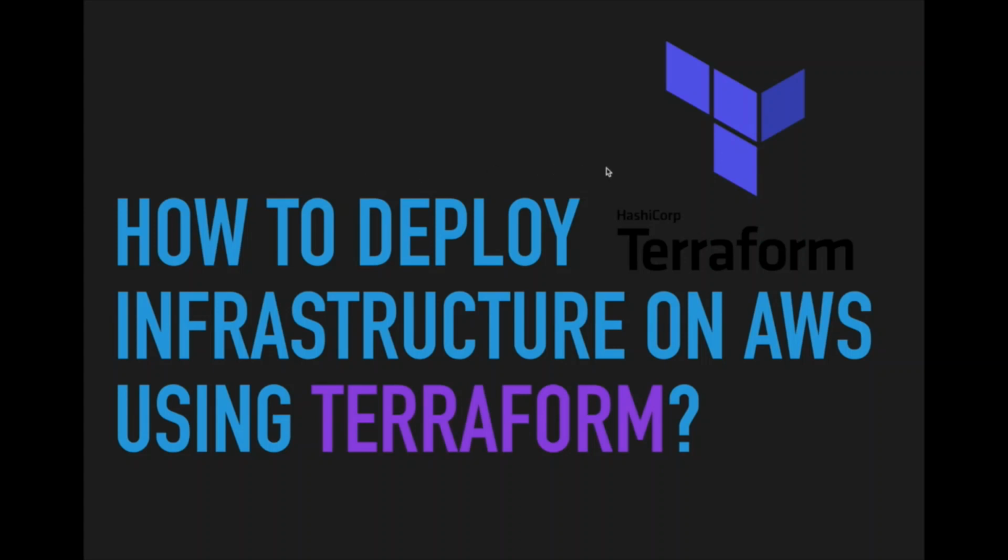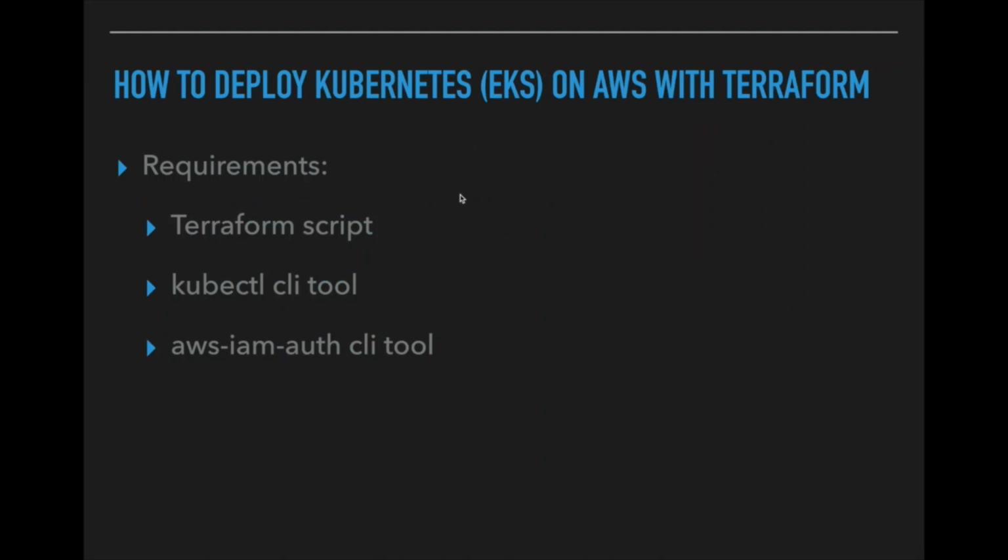As part of this video, we are going to see how we can deploy infrastructure on AWS using Terraform. Now we are going to see how we can deploy Kubernetes or EKS on AWS with Terraform. EKS is nothing but Elastic Kubernetes Service, which is a managed service from AWS itself. So it's just a Kubernetes cluster application.